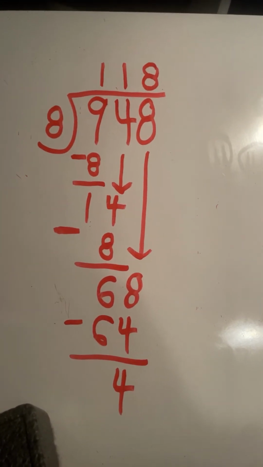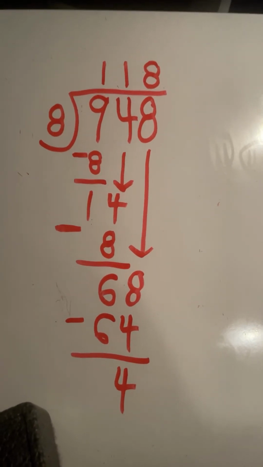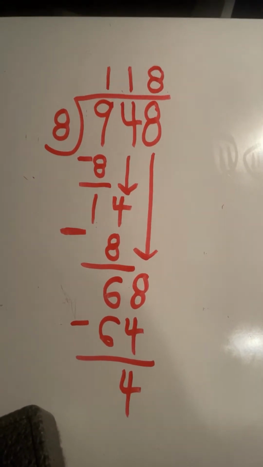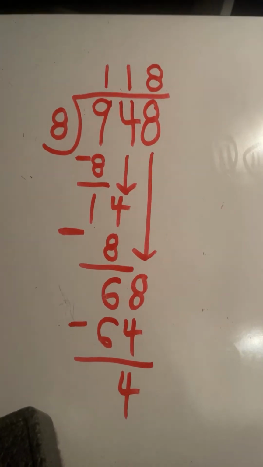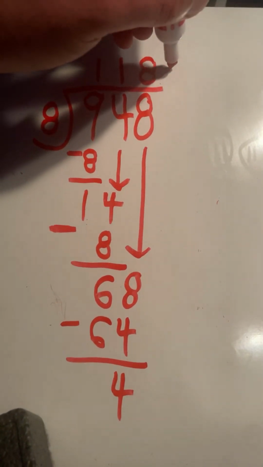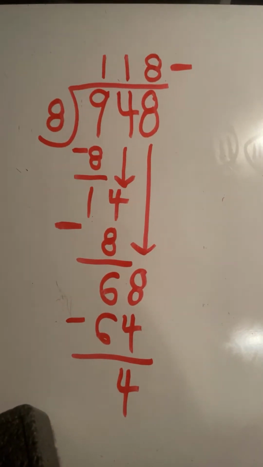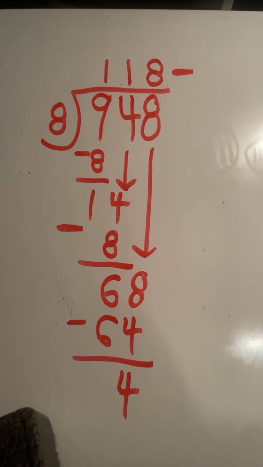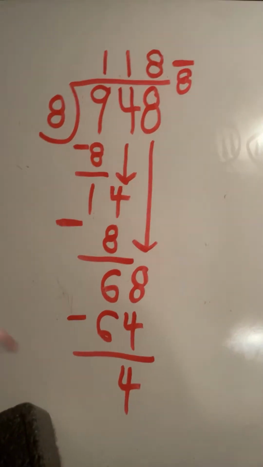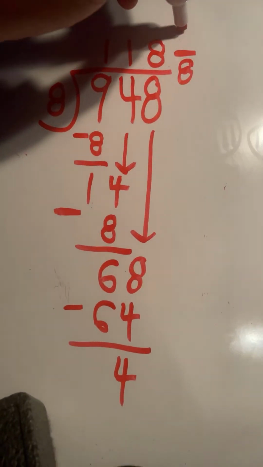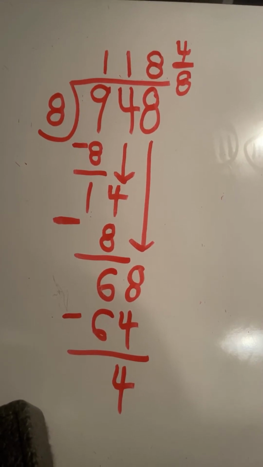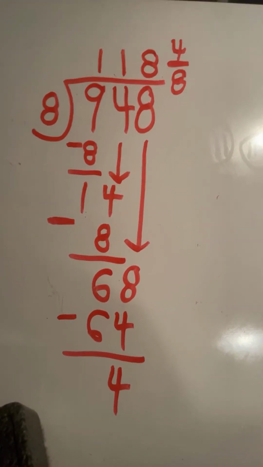Now I'm going to show you how to convert our answer to a mixed number here, because 948 divided by 8 is not a whole number. As you can see, we got a remainder. So when we are looking for the mixed number, or the fraction, it's very simple. The number we're dividing by is our denominator, and our remainder is our numerator. So 948 divided by 8, we're dividing by 8, so 8 is our denominator. 4 is our remainder, so our remainder is our numerator. So we have our answer: 948 divided by 8 equals 118 and 4/8.